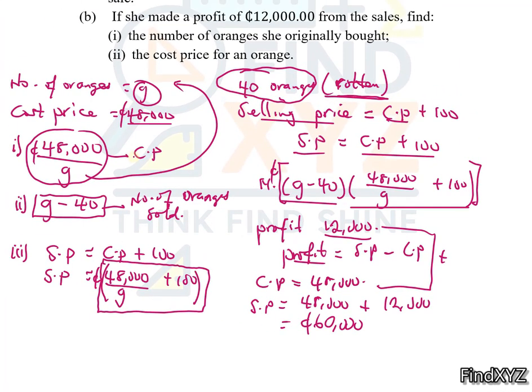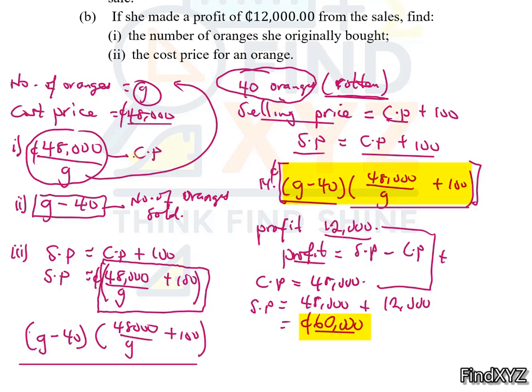You realize that we know the selling price, we have an expression for that here. Let me bring it back. So we have G minus 40 multiplying 48,000 over G plus 100. That is the selling price. And now we have been able to identify the selling price. So it means that this whole expression should give us 60,000 cedis because that represents the selling price. Okay, so we are going to solve this equation and identify the number of oranges that were bought. You realize that the number of oranges that were bought was represented as G. So let's go ahead and solve this equation.